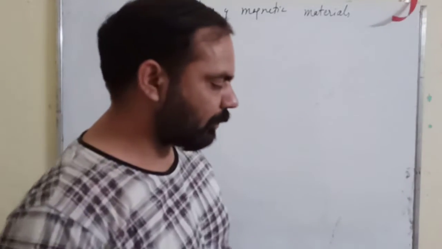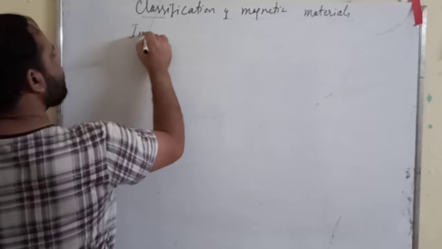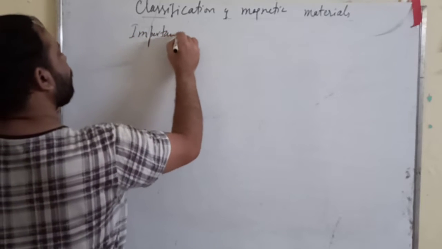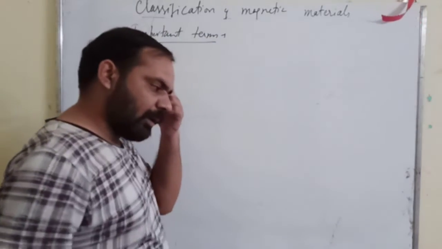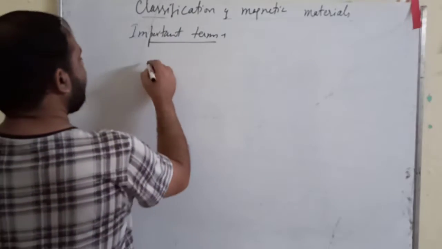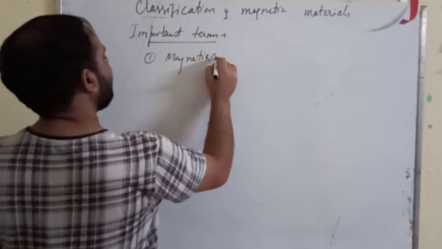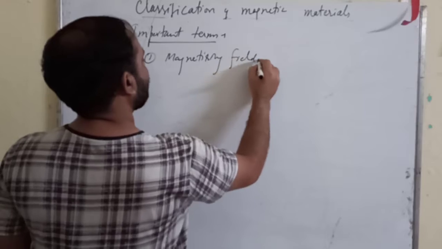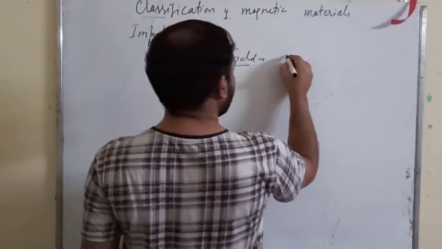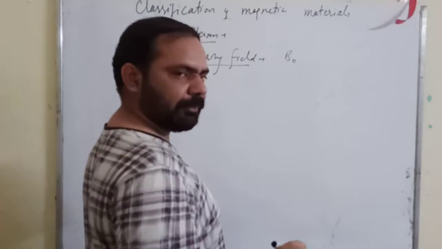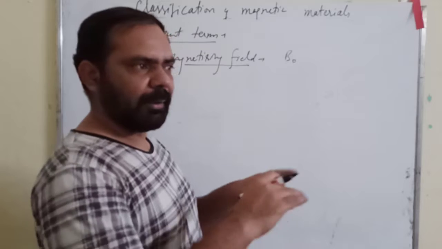Okay, now we move on to a few terms related to magnetism, important terms. The first one is the magnetizing field. Right? This magnetizing field, we denote by B naught. Magnetizing field is the external field that will magnetize the material.